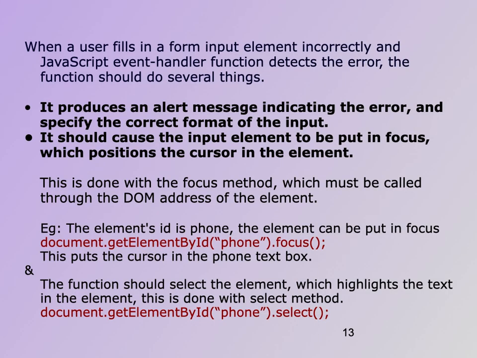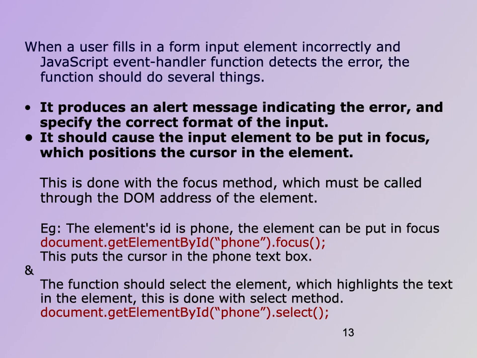When a user fills in a form input element incorrectly and a JavaScript event handler function detects the error, the function should do several things. It produces an alert message indicating the error and specifying the correct format of the input. It should cause the input element to be put in focus, which positions the cursor in the element. For example, when you click on a particular text field or number field, that field gets the focus. This is done with the focus method.